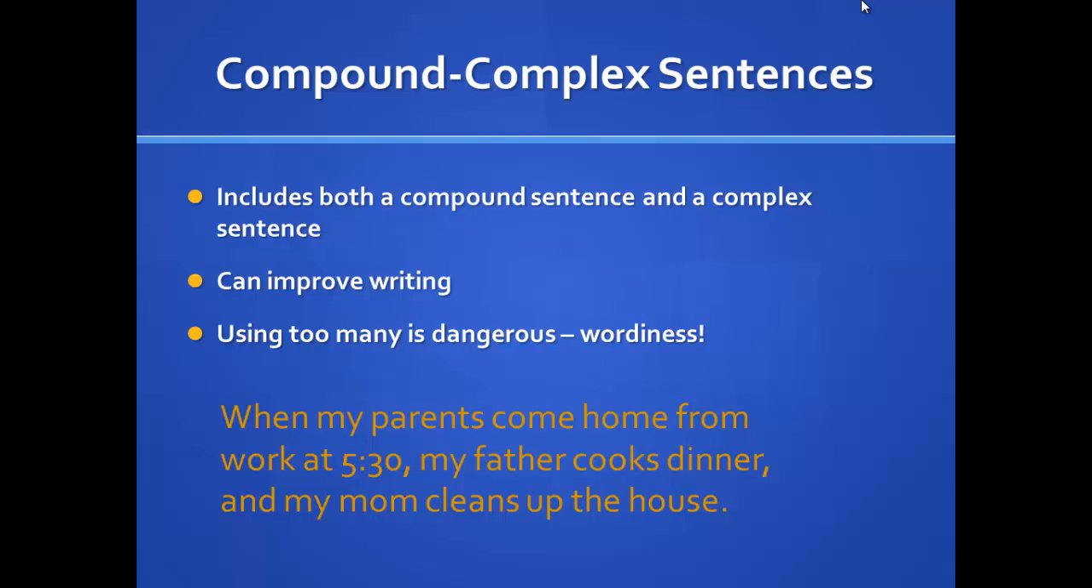When my parents come home from work at 5:30, there is your subordinate clause. My father cooks dinner, and my mom cleans up the house. There's your compound sentence. So, the subordinate clause at the beginning makes it complex, and the fact that we have a conjunction and joining two other complete sentences makes it compound. Hence, compound complex sentences.